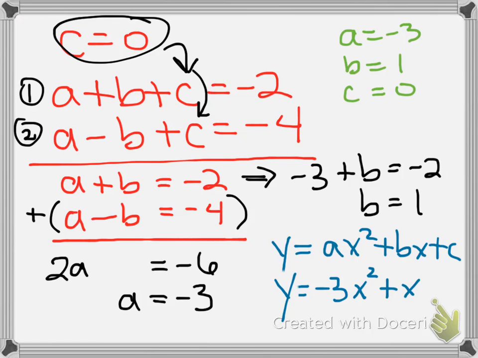Okay, that looks a little bit better. And we've got our final answer. So our equation in standard form is y equals negative 3x squared plus x. Tells us that A is negative 3 and B is 1.